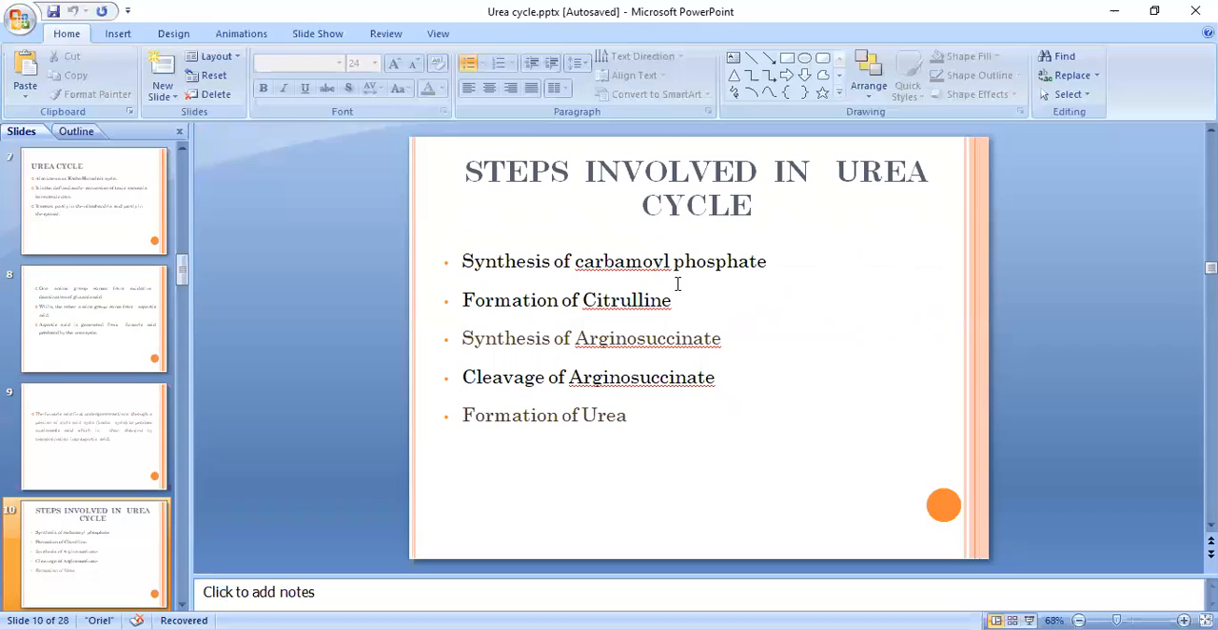The reactions or steps involved in the urea cycle are 5. The first one is synthesis of carbamyl phosphate. This carbamyl phosphate will be converted into citrulline, and then from citrulline it will be converted into arginosuccinate. Once the arginosuccinate is formed, it will be cleaved, and on cleavage it will lead to the formation of urea. So these are the 5 steps which are very much essential. Let us see each step in detail.